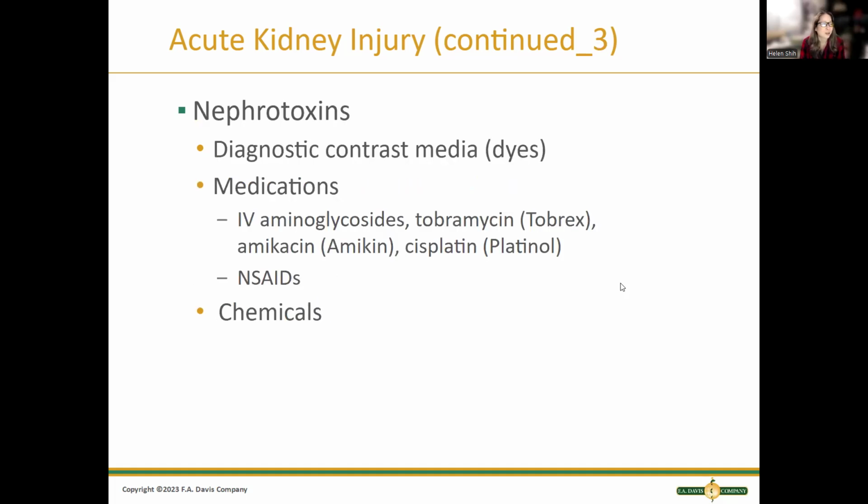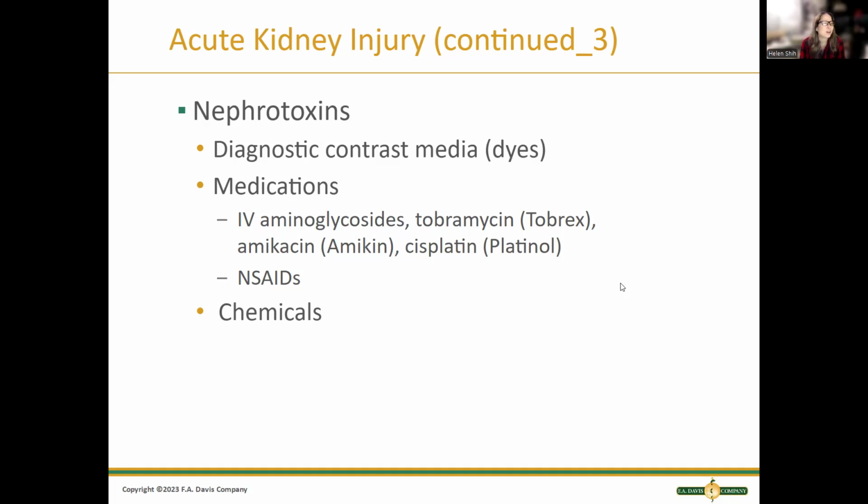Acute kidney injury can also be from nephrotoxins. So it could be from contrast medias and dyes. It could be from medications, IV aminoglycosides. Aminoglycoside is a type of antibiotic. Tobramycin, amikacin, and cisplatin are other drugs that can be, if I remember correctly, these other drugs, the tobramycin, amikacin, and cisplatin, are IV aminoglycosides.